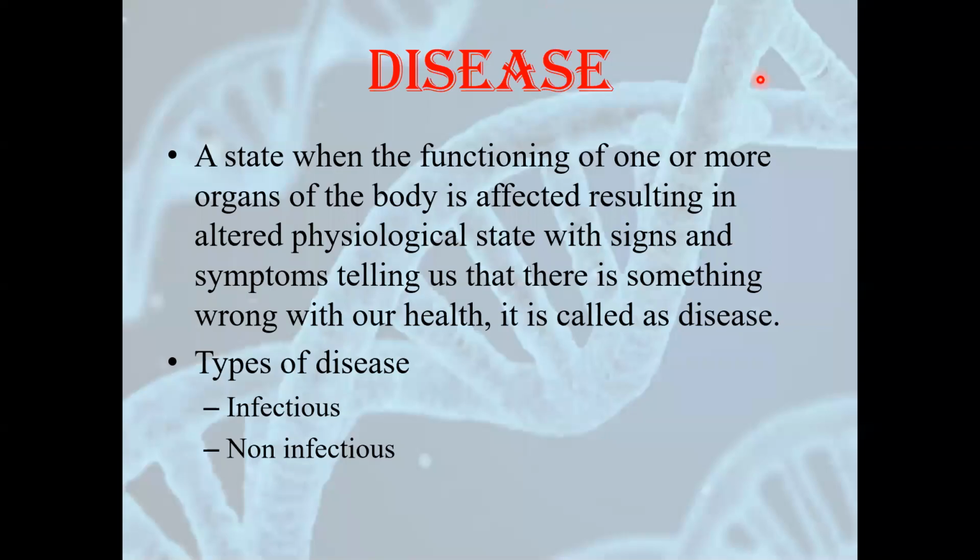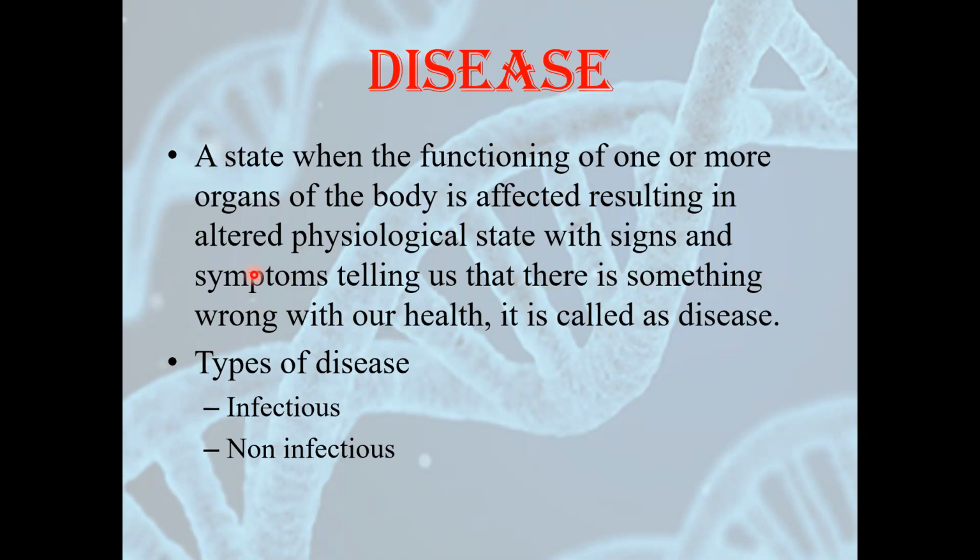Now, when these factors affect us, our body comes under a state which is called disease. What is this disease? It is a state when the functioning of one or more organs of the body is affected, resulting in altered physiological state with signs and symptoms telling us that there is something wrong with our health. And this state is called disease. In simple language, disease is something which consists of some signs or some symptoms, and it tells us that we are not healthy. There is something wrong with our health.